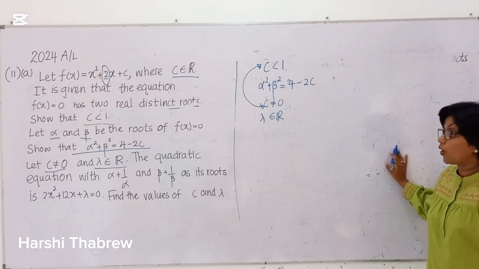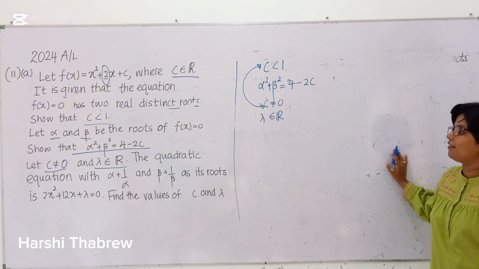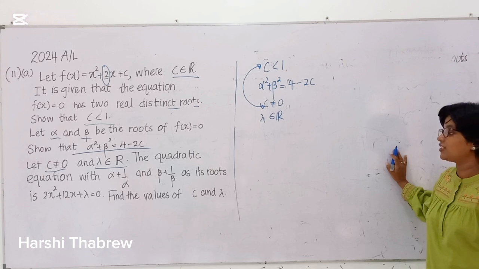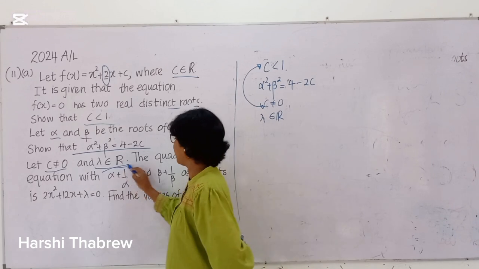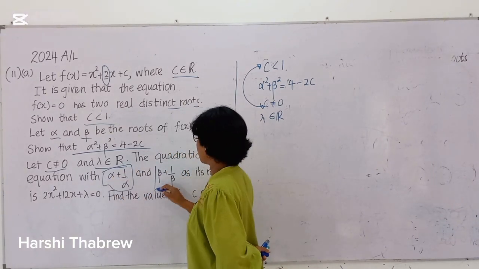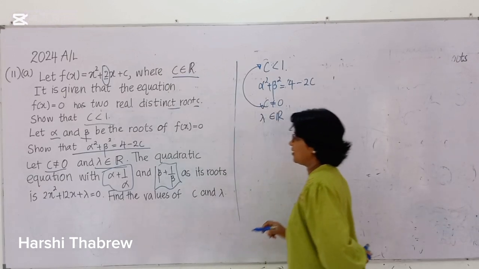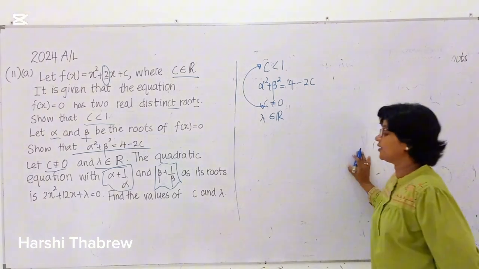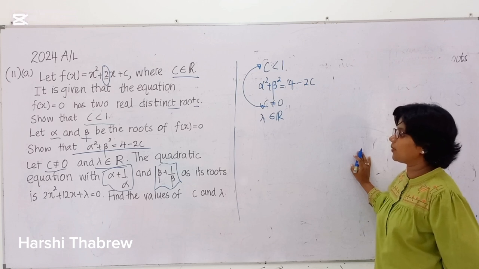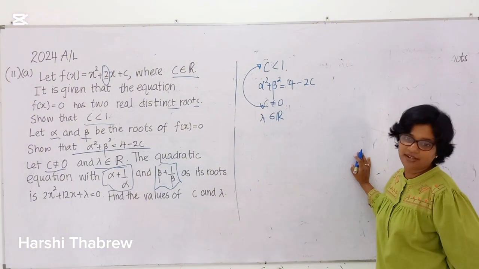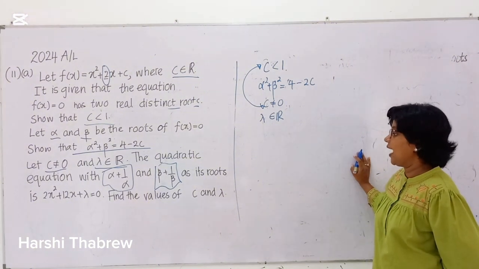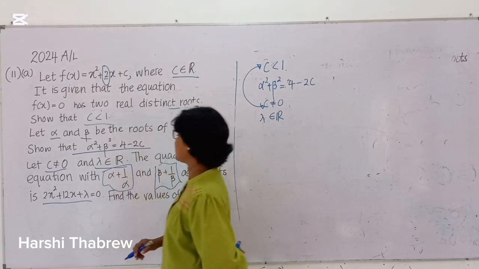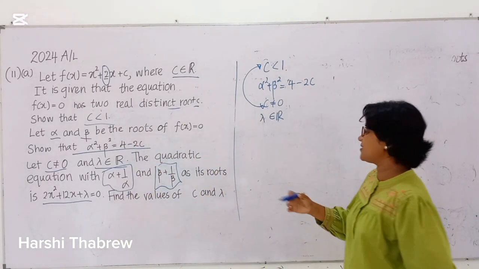The quadratic equation with alpha plus 1 over alpha and beta plus 1 over beta as its roots. Roots of the new quadratic equation are given here. So they are alpha plus 1 over alpha and beta plus 1 over beta. The quadratic equation is given here: 2x squared plus 12x plus lambda. So you have to find lambda and c.